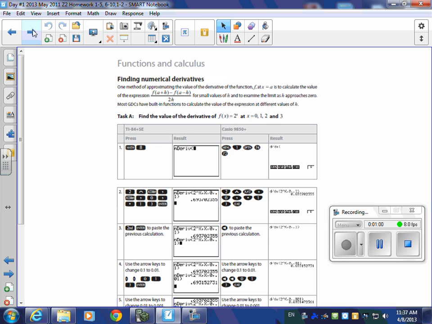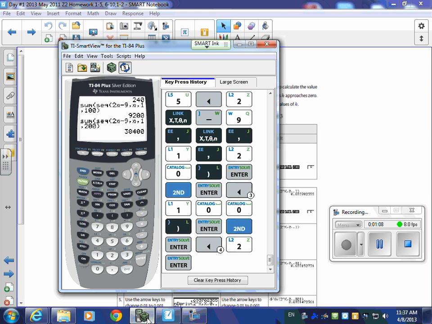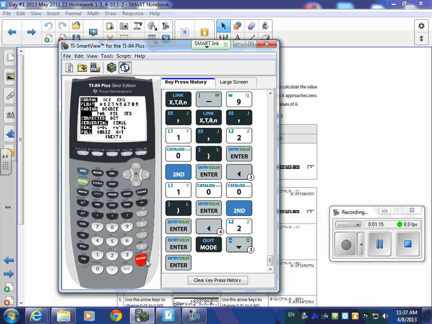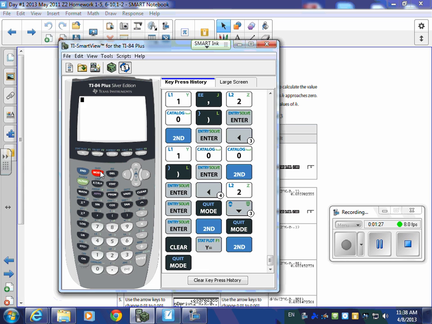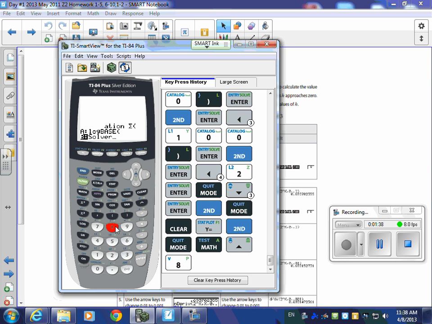Derivatives. I do want to do this numerical derivative method because it leads to something important. Go back to mode and head on down to function. With the function, I'm going to clear this. I want to take the derivative of a function, so I'm going to go math. Where's derivative in math? It's 8. Yeah, 8. And derivative. Put in your equation.